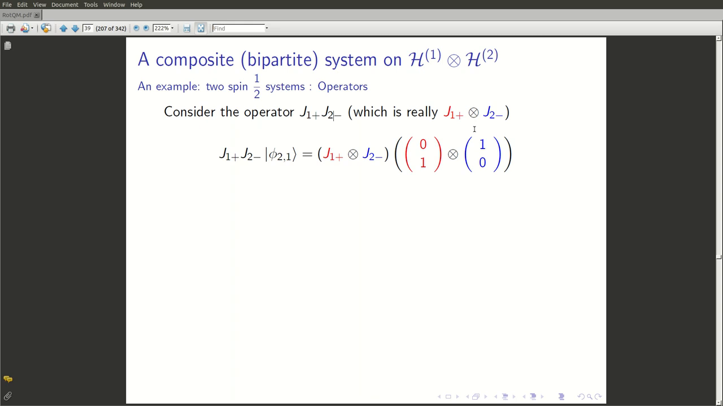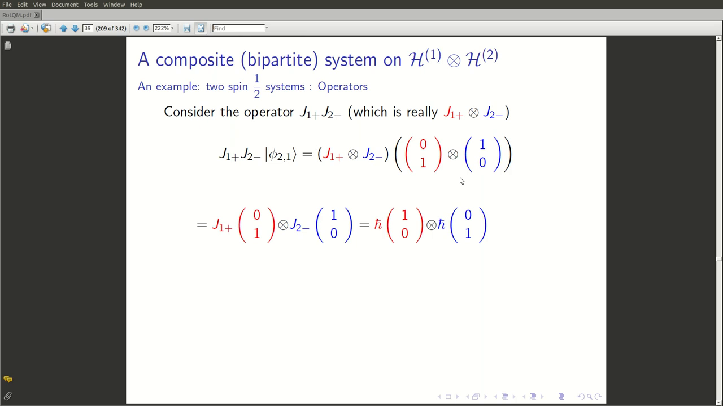So what does J1 plus J2 minus do on, say, phi 2,1? I've just picked another basis vector to show you what happens. Of course, this is J1 plus direct product J2 minus acting on phi 2,1, which is 0, 1 direct product with 1, 0. The 2 stands for 0, 1, and the 1 here stands for 1, 0. So J1 plus acts on 0, 1, and J2 minus gets to act on 1, 0. And we all know what happens. J1 plus raises 0, 1 to 1, 0, and J2 minus lowers 1, 0 to 0, 1. And this is all you get, with extra factors of h cross, of course.